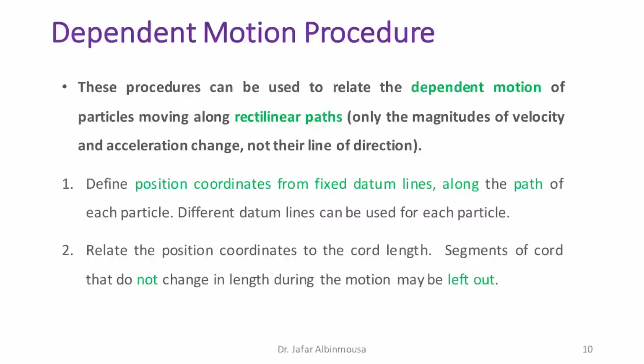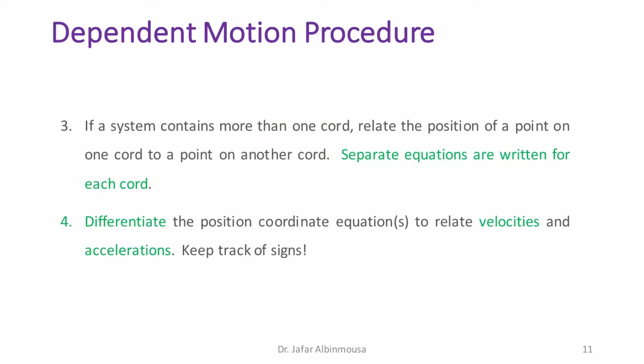So how do we set up the problem? First, you need to define the position coordinates from a fixed datum line along the path of each particle, and this is what we did. A different datum line can be used for each particle, like for block A and block B. Then relate the position coordinates to the chord length, and this is the chord equation. And then just identify the segments that don't change and ignore them. You don't need to put them in the equation, and then say that the derivative with time is equal to 0.